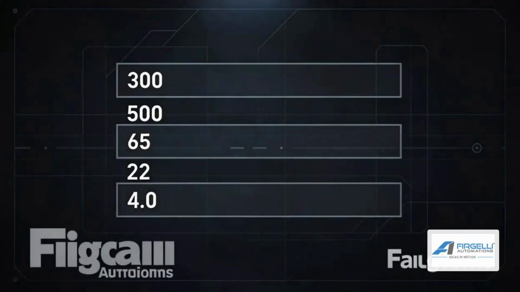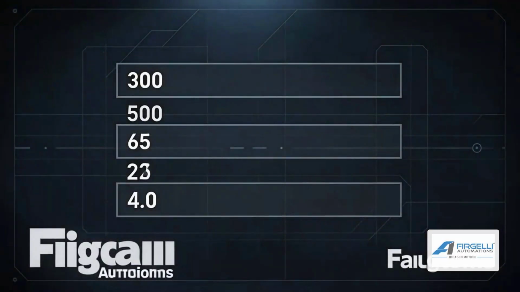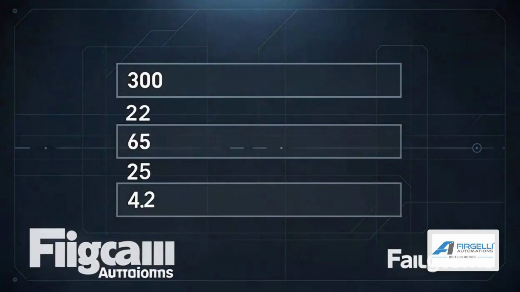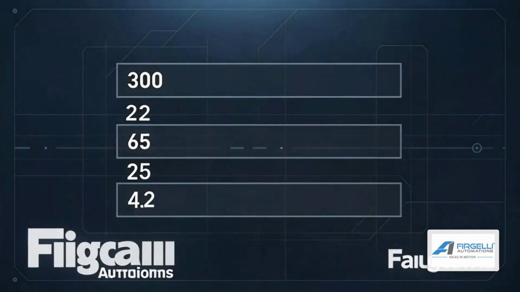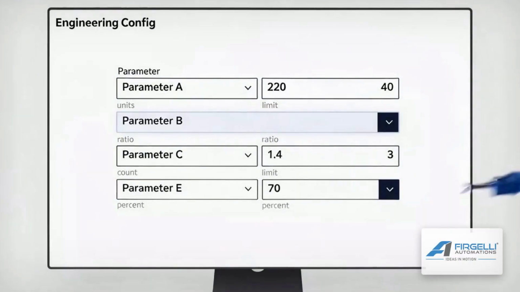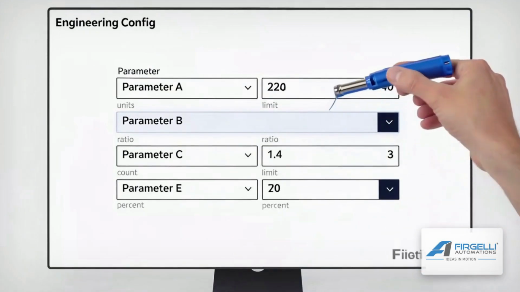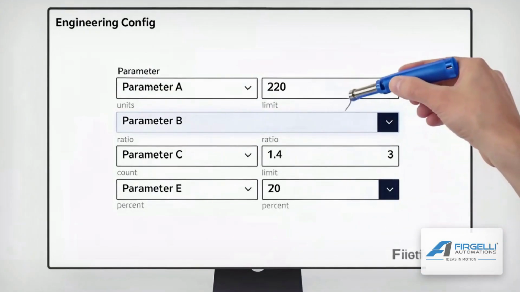For our example, we'll input blood flow rate 300, dialysate flow rate 500, pre-dialysis BUN 65, post-dialysis BUN 22, session time 4.0, urea distribution volume 40, clearance K 220, target KTV 1.4, sessions per week 3, and target URR 70.